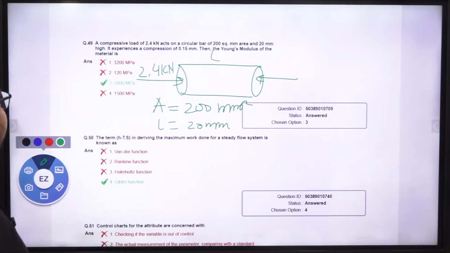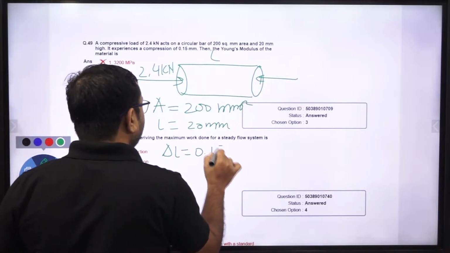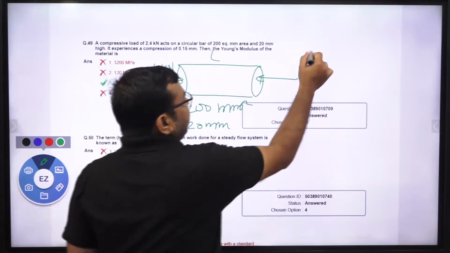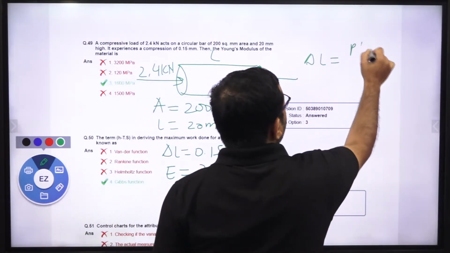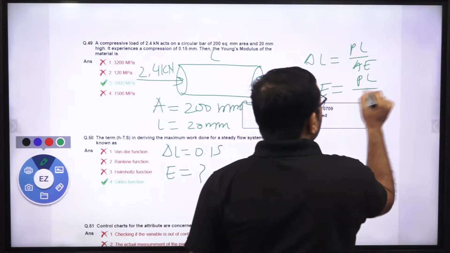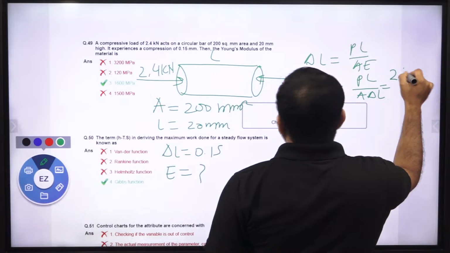If it experiences a compression, delta L is given here, that is 0.15. Then we need to find out Young's modulus. Do you know delta L is nothing but PL upon AE? So from this can I say E is nothing but PL upon A times delta L.